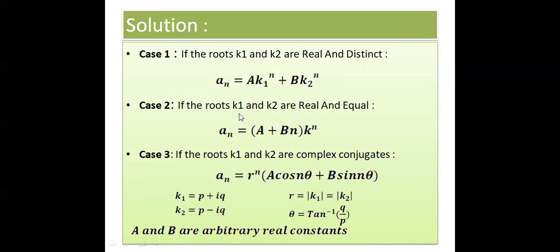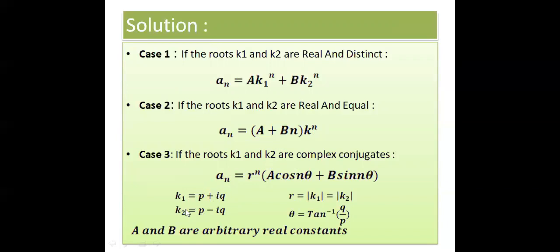If the roots k1 and k2 are real and equal, the solution is a_n = (A + Bn) k^n. Or if the roots are complex conjugates, let's suppose k1 = p + iq and k2 = p - iq, so the roots are complex and distinct.